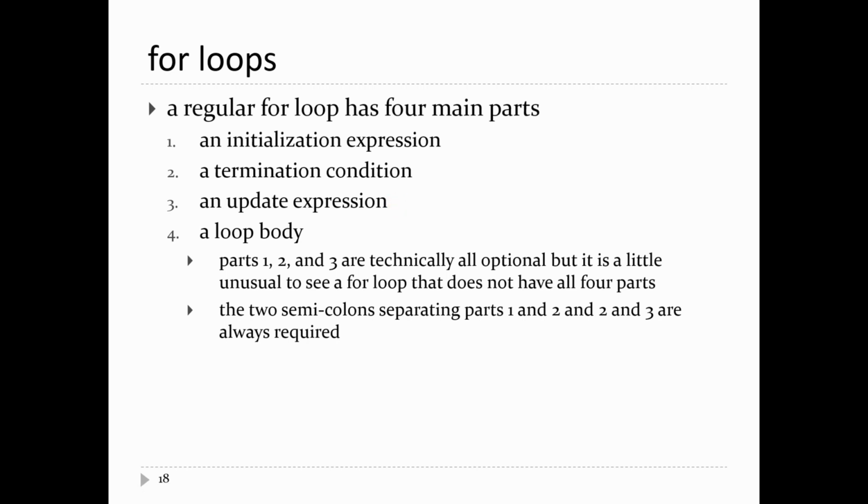And then finally you have the update expression. So this is what happens after the loop body runs once. Every time the loop body runs, the update expression runs after the loop body finishes running. So for every iteration of the loop, the update expression runs at the end of the iteration. Now, the interesting thing about the Java for loop is that all 3 parts are optional. The semicolons are not. So even if you have none of the 3 parts in the loop, the semicolons are still required.